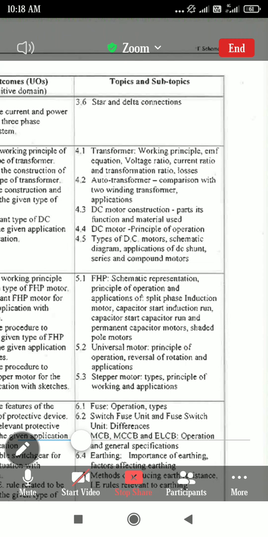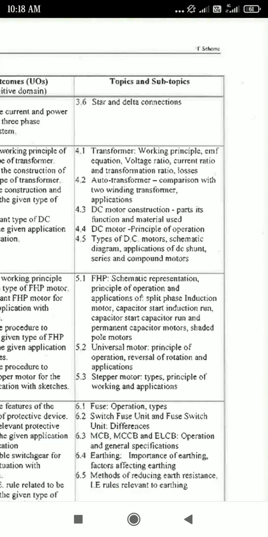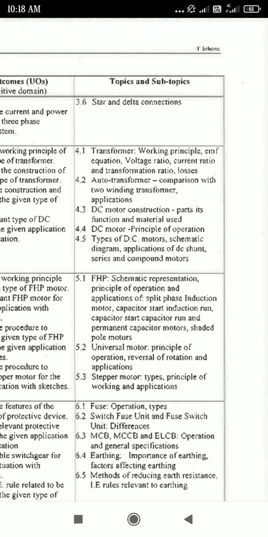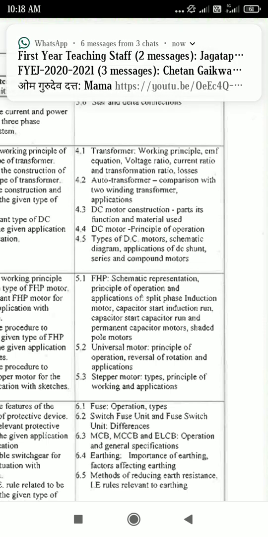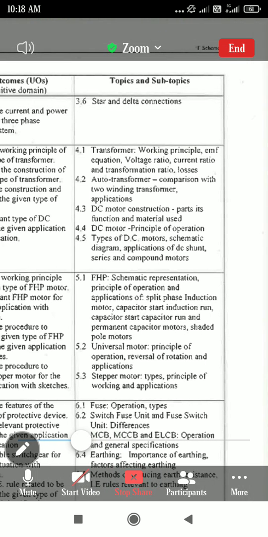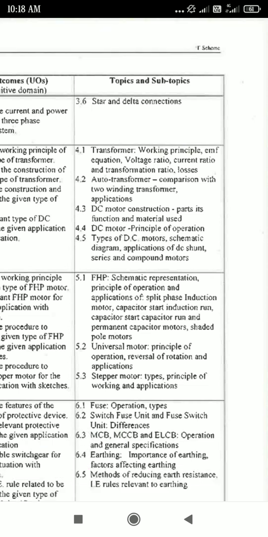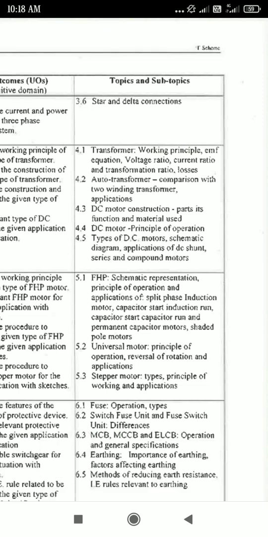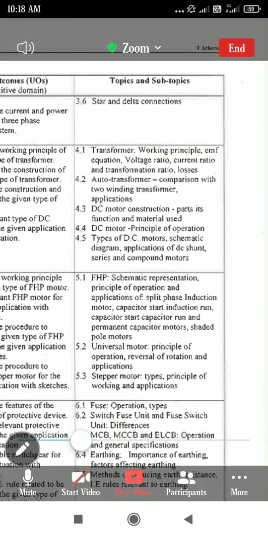The primary winding is always connected to the supply side and the secondary winding is always connected to the load side. The winding connected to the load side is called the secondary winding, and the winding connected to the supply side is called the primary winding, right? In the case of an auto transformer there is only one winding, and it acts as both primary and secondary. This is the main difference between an auto transformer and a two winding transformer.